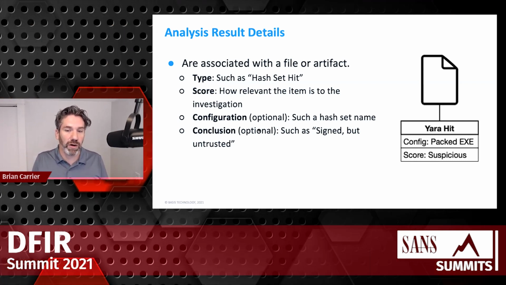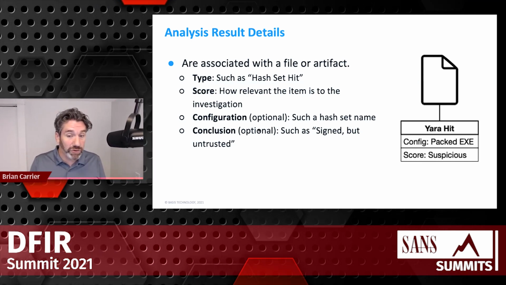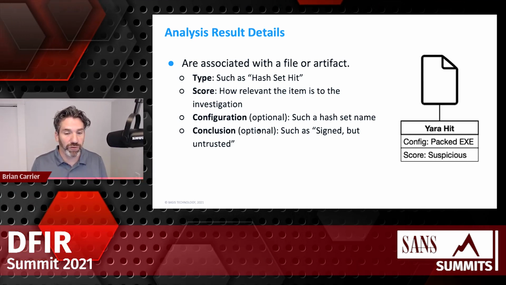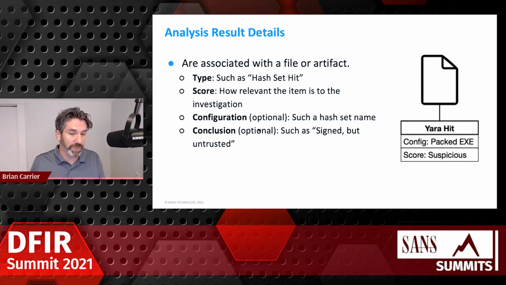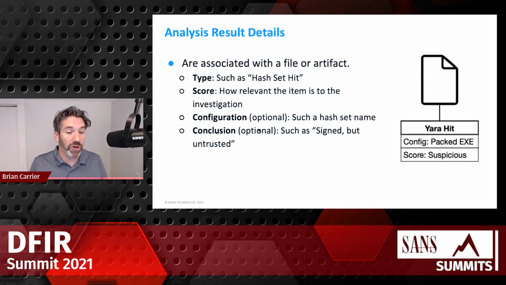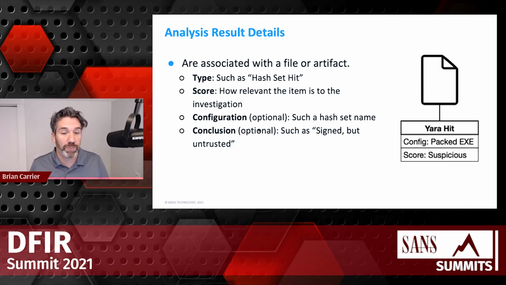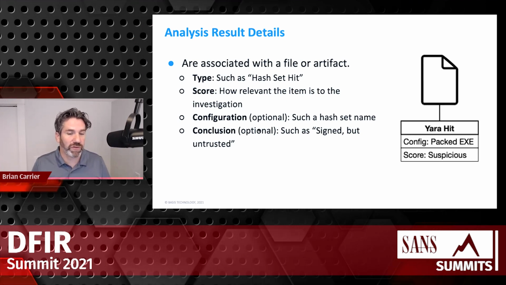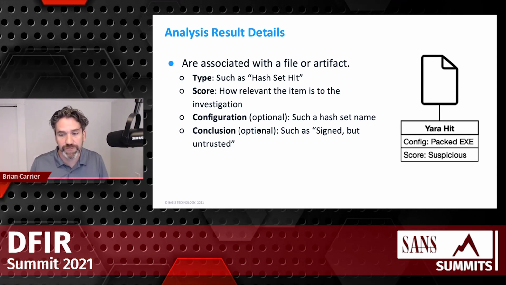Some results are unsigned, signed but untrusted, signed and trusted, or signed with a bad signature. There are 4, 5, 6 different conclusions that can come out of checking the signature. Those can get put in there so you can know what the result was, and different kinds of scoring can be applied based on whether it was signed and trusted versus signed and untrusted versus bad signature, et cetera.